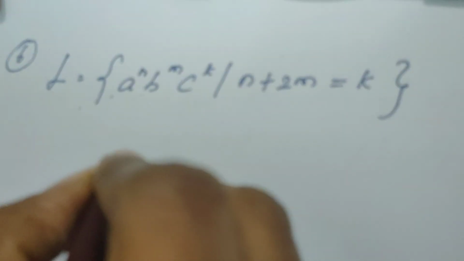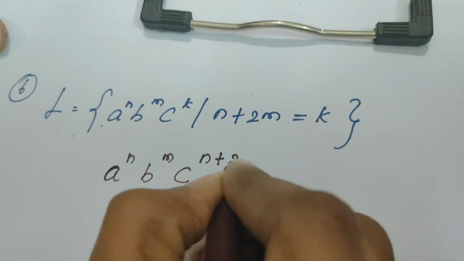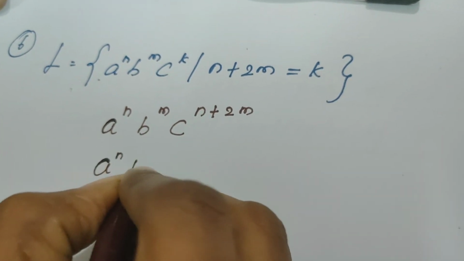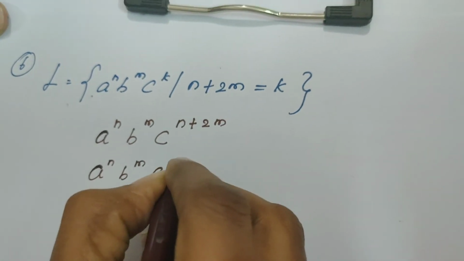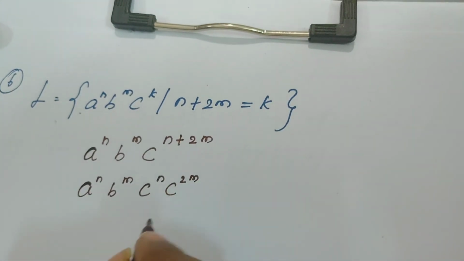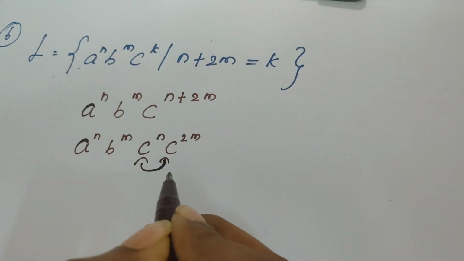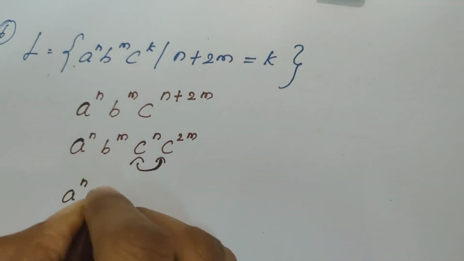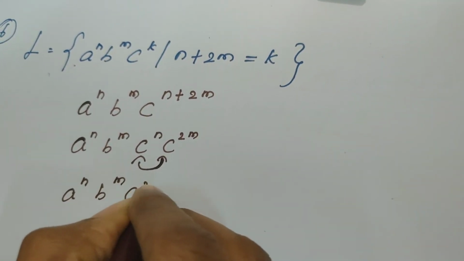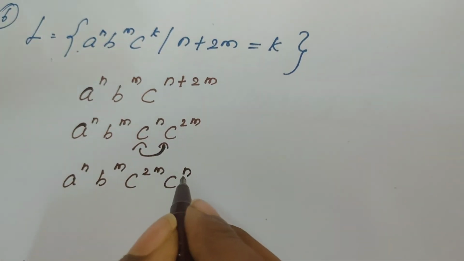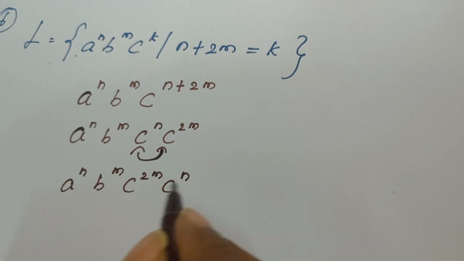So how do we write the grammar for this? a^n b^m, in place of k, I replace it by n plus 2m. Let me expand this further: a^n b^m c^n c^2m. If I exchange this, it doesn't make much difference: a^n b^m c^2m c^n. It is nothing but 2m plus n or n plus 2m, which is one and the same, right?